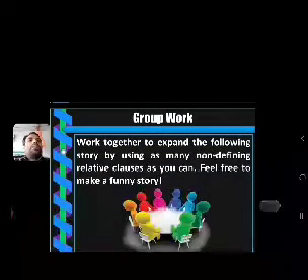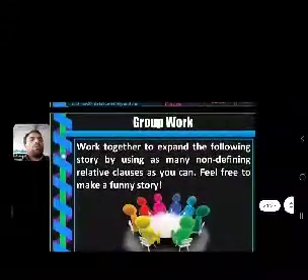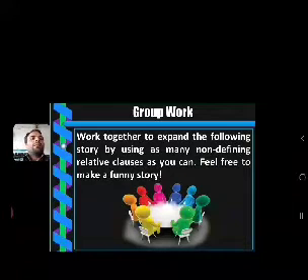Group work. Here what you have to do is to work together to expand the following story by using as many non-defining relative clauses as you can. Feel free to make a funny story. So what you have to do, students, is to group together. You can discuss. Take some time.